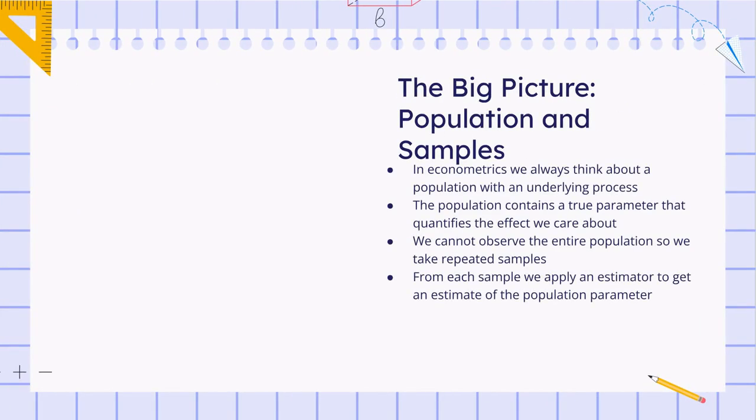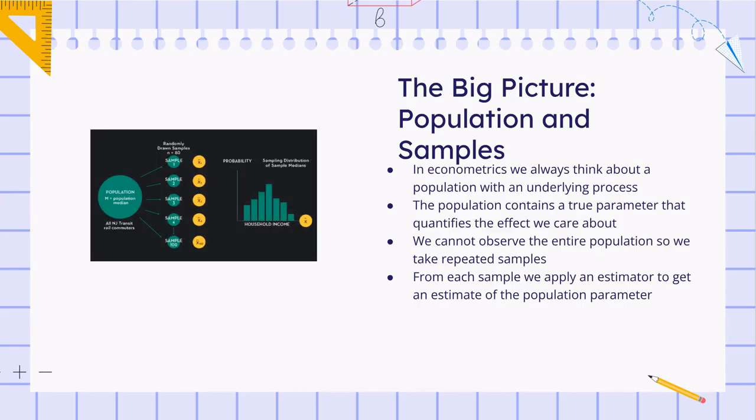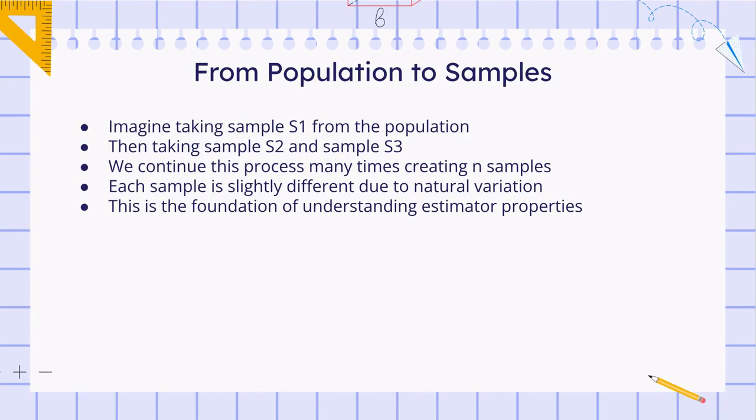In econometrics, we consider a population with a true underlying parameter. Since we cannot observe the entire population, we take repeated samples. We then apply an estimator to each sample to get an estimate of the population parameter. Imagine drawing multiple samples, S1, S2, S3, and so on, from the population. Each sample is slightly different due to natural variation. This repeated sampling process is the foundation for understanding estimator properties.